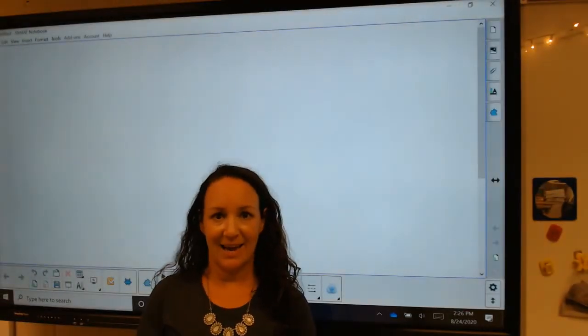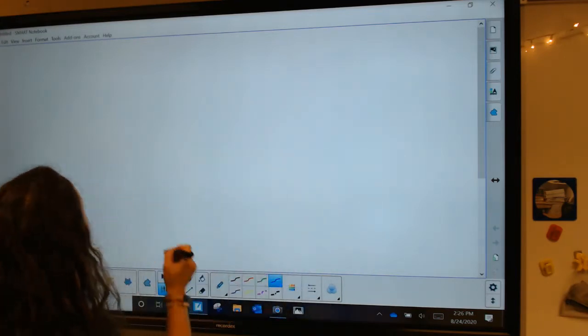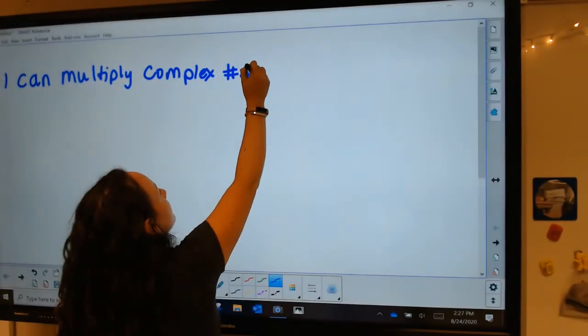Everybody, we're going to start today with our I can statement. Today's I can is I can multiply complex numbers. And this will be notes number 4 for you.